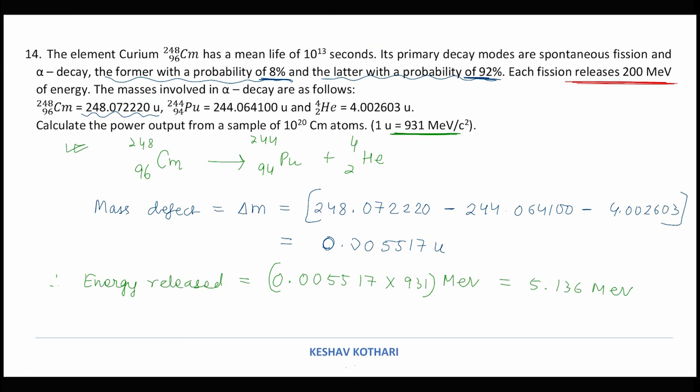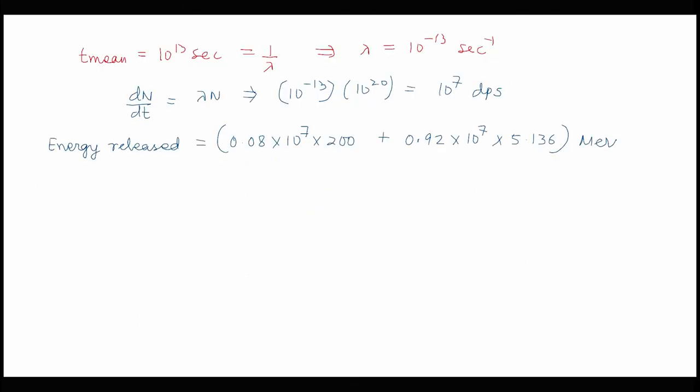So it is saying that there is an 8% chance of fission reaction and 92% chance of the alpha decay. So we have added the energy in the proportion, that is 8% because of the fission reaction and 92% because of the alpha decay that is taking place. So on adding, the value is coming out to be equal to 2.074 into 10 to the power 8 mega electron volt.